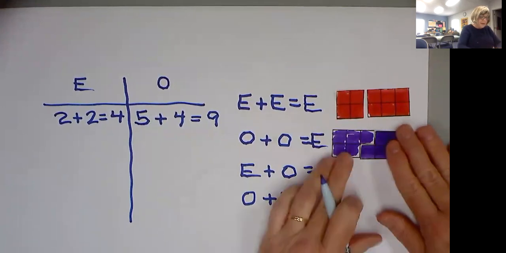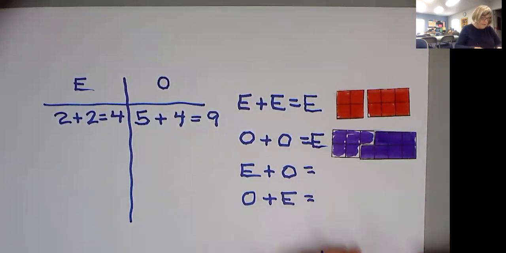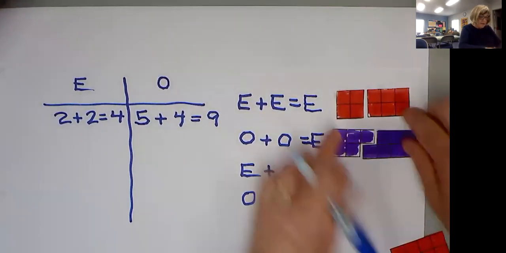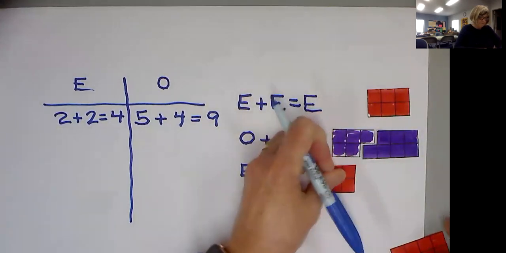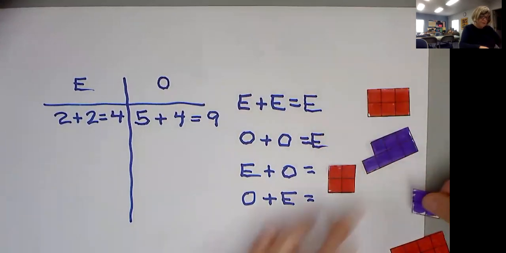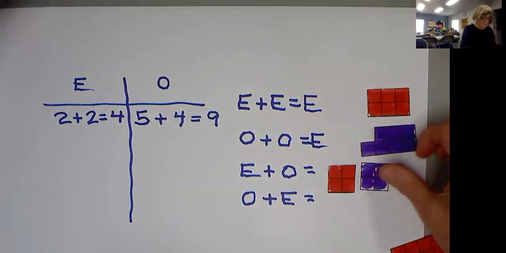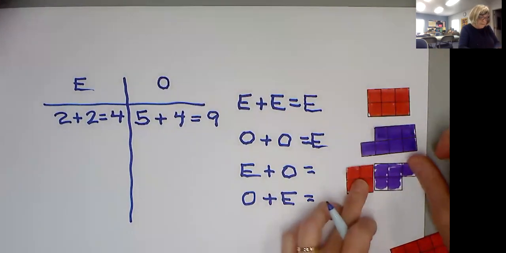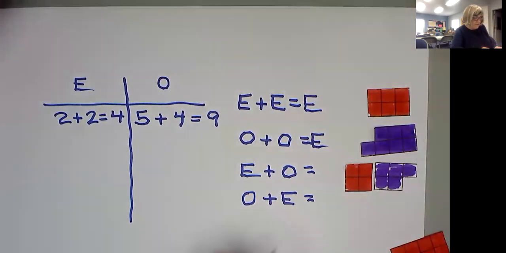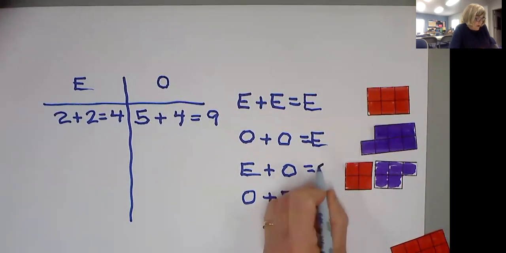Now let's move down here. Let's take an even number and add it to an odd. Oh, Miss Sutton, there's that funny one left over. That would be an odd number.